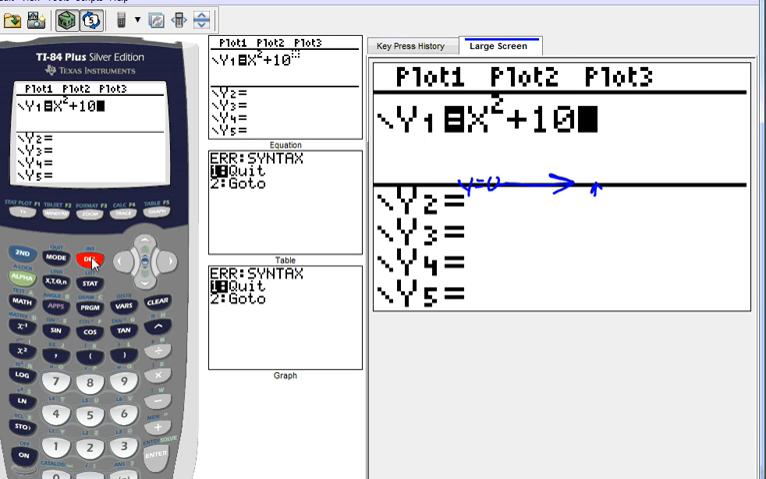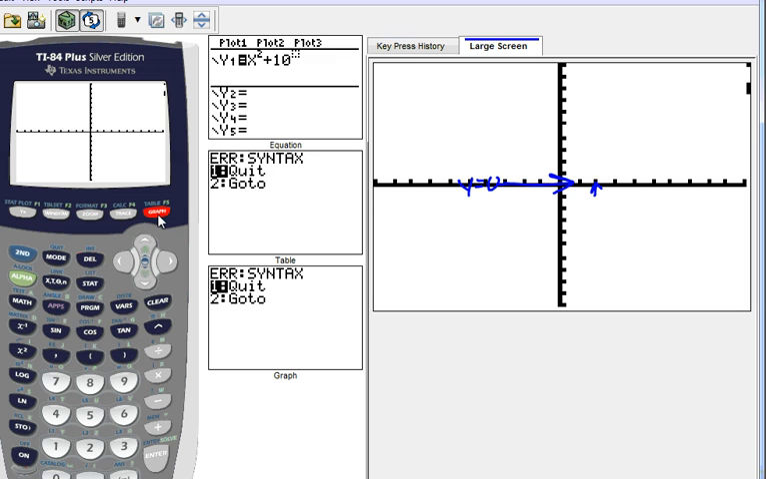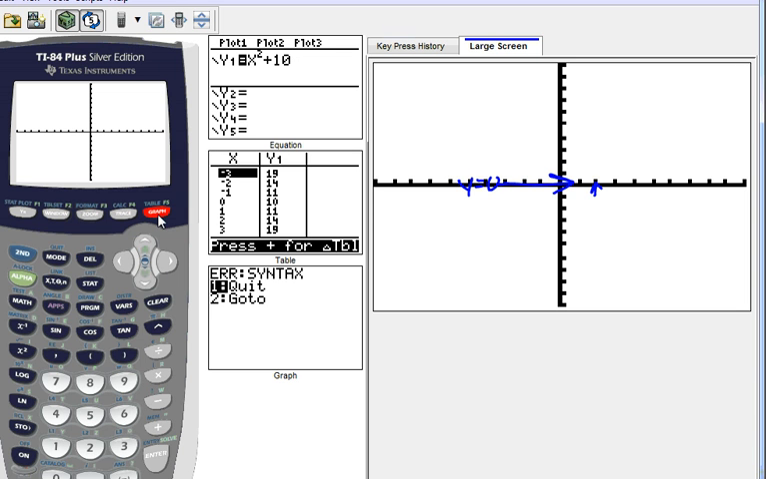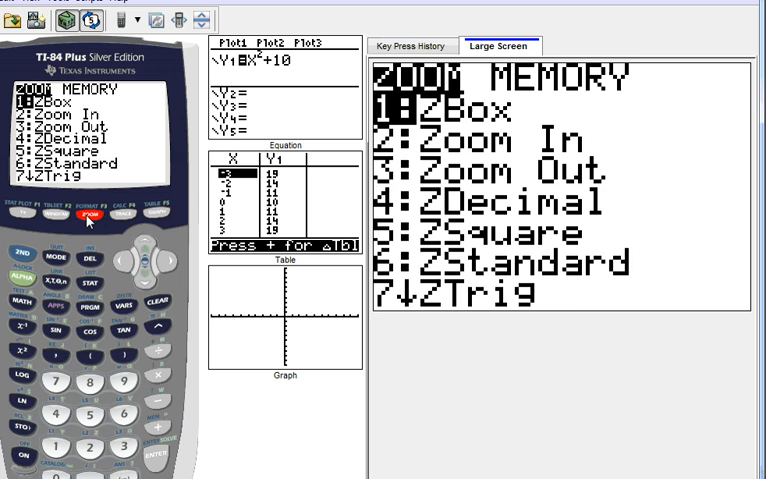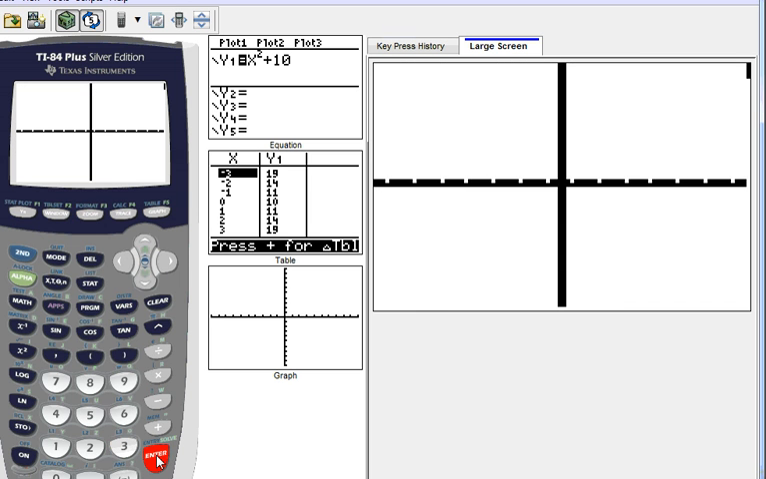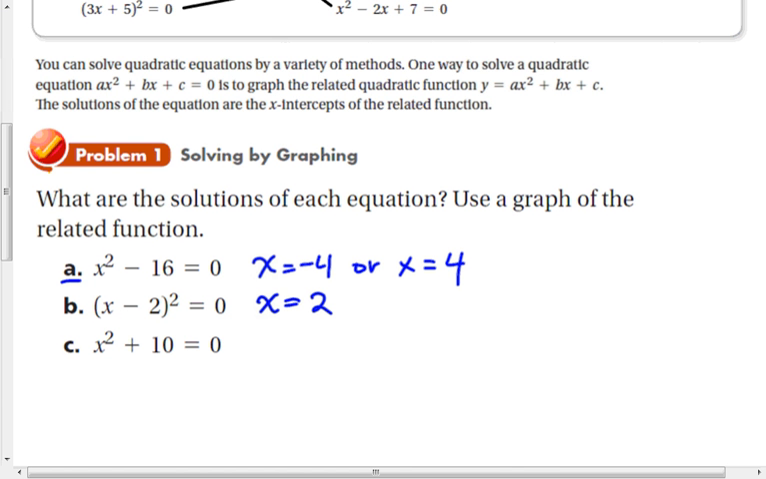All right, so graph that. And notice that thing doesn't even show up on the graph. So I'm just going to zoom it out once and see where that thing is. And there it is. Notice that it never gets to y equals 0 here, which means there is no solution for this. There's no number multiplied by itself and then add 10 to it that equals 0.